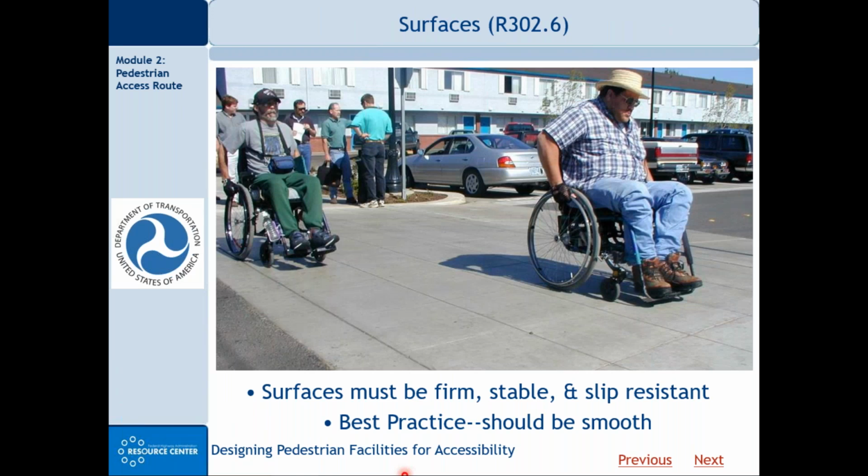So concrete, asphalt, those would be accessible surfaces. Steel, like a steel bridge over something in the sidewalk maybe, that would certainly be firm and stable, probably not slip resistant when it's wet, so we may want to do something in the way of texturing to provide some slip resistance when wet. Same thing with wood. A wooden boardwalk arrangement would be firm and stable, but again, may not be slip resistant when wet. So we may need to do something to provide slip resistance to the surface.